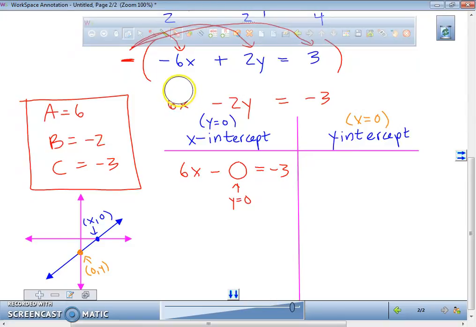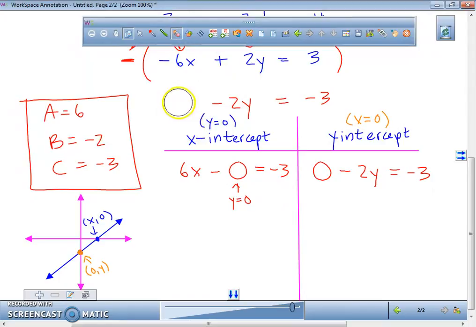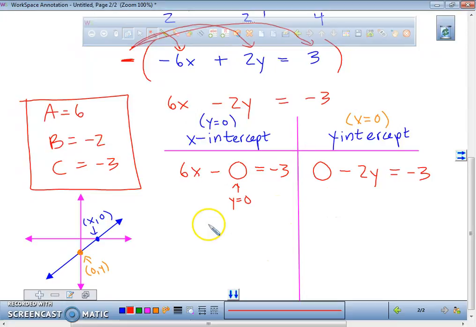That's right. So over here, what I'm going to write is 0 minus 2y equals -3. Because what did I do with my x's this time? I made my x's equal to 0. This is the method you can use when you have standard form. You can solve for your x-intercept and your y-intercept.